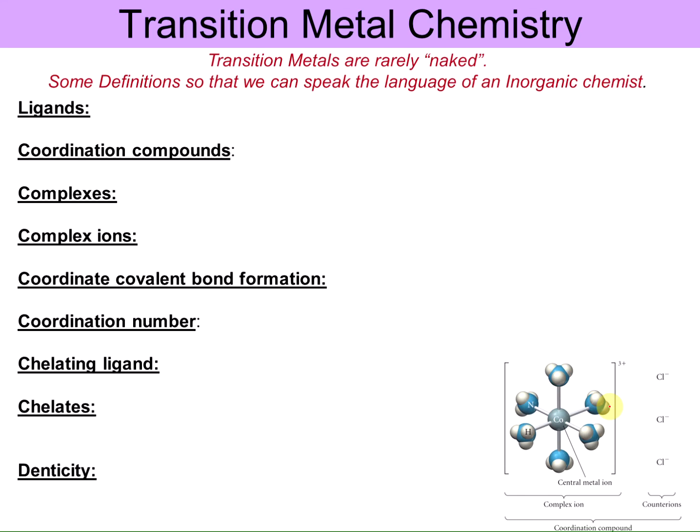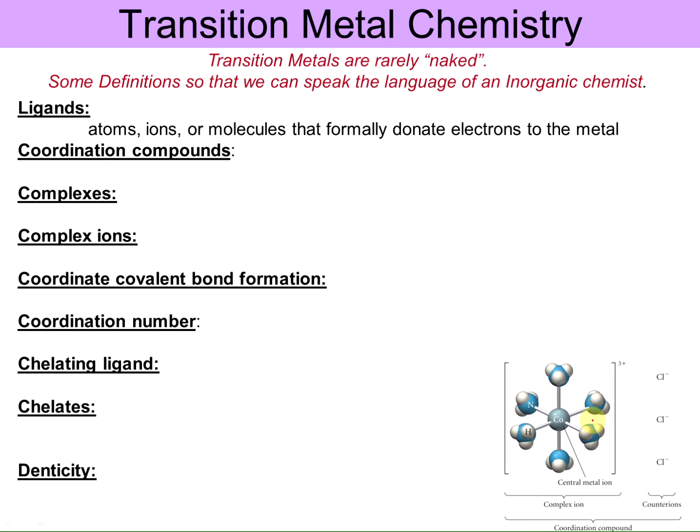Okay, so now I want to look at some other definitions. For instance, what is a ligand? A ligand is either an atom or an ion or a molecule that formally donates electrons to the metal. So it's something that binds to the metal. And as those ligands bind to the metal, they create coordination compounds. So a coordination compound is composed of a metal atom or an ion and one or more ligands.